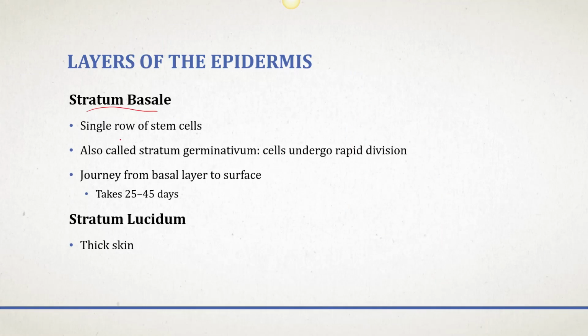So again, that stratum basale, it's a single row of stem cells. It's also called the stratum germinativum, but in this class we'll just call it the stratum basale. The journey from the bottom to the top takes 25 to 45 days. So every month or so, the skin cells are completely replaced from the surface. Now every day, these skin cells are sloughing off, and they're continuously having this happen. But if we want to track one new cell from the bottom to the top, it takes about a month or a little over a month.